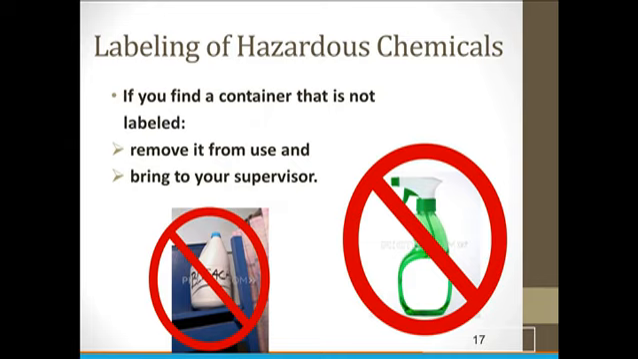It is the department head's responsibility to ensure proper labeling of all hazardous chemicals in the workplace. You will not be required to work with hazardous chemicals which are not properly labeled. If you find any container that is not labeled, remove the container from use and bring it to your supervisor.